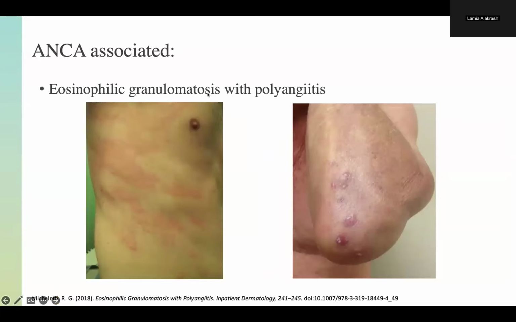In eosinophilic granulomatosis with polyangiitis, I always link it to eosinophil, so it will have more of an urticarial-like presentation. And you can see also more coalescing papules over the extremities as well.